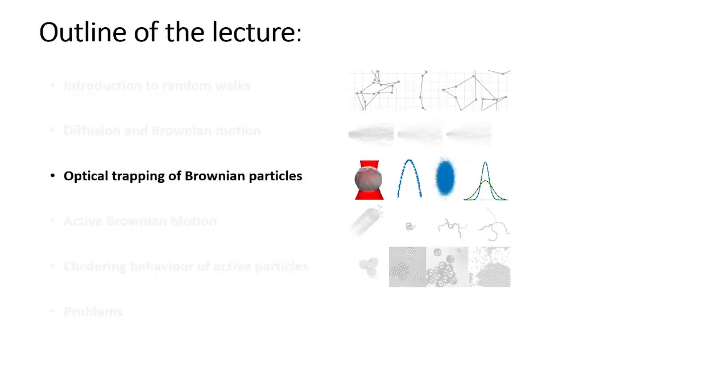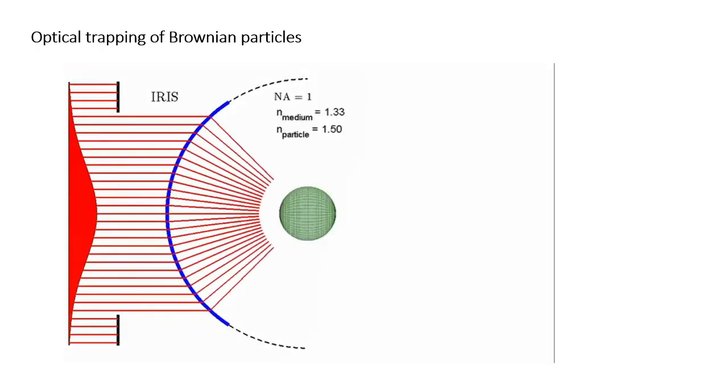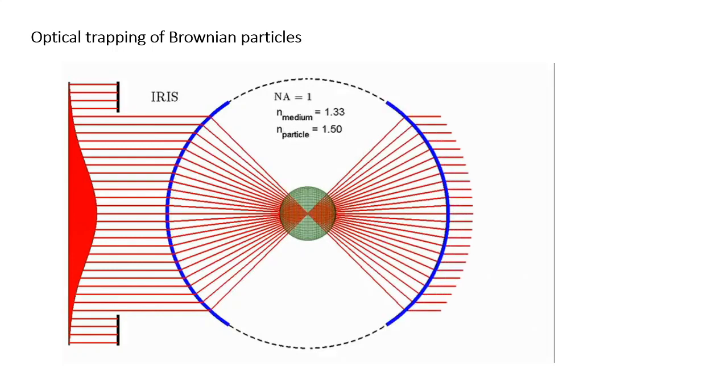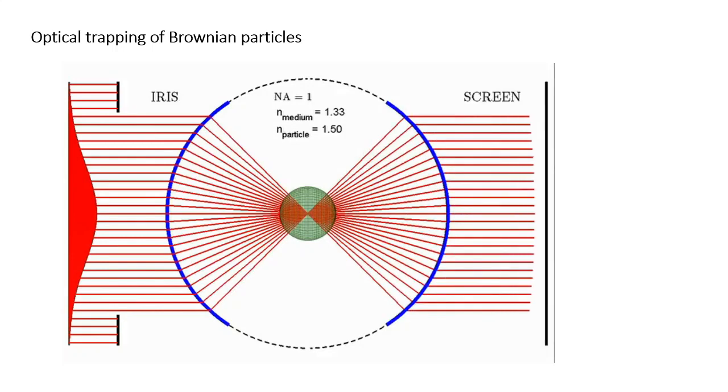Now that we have seen how to simulate a free Brownian particle, we can try to go ahead and simulate a Brownian particle that is confined in an environment. Arthur Ashkin has shown that a microscopic particle can be trapped within the hotspot of a highly focused laser beam. In fact, he has received a Nobel Prize for his discovery.